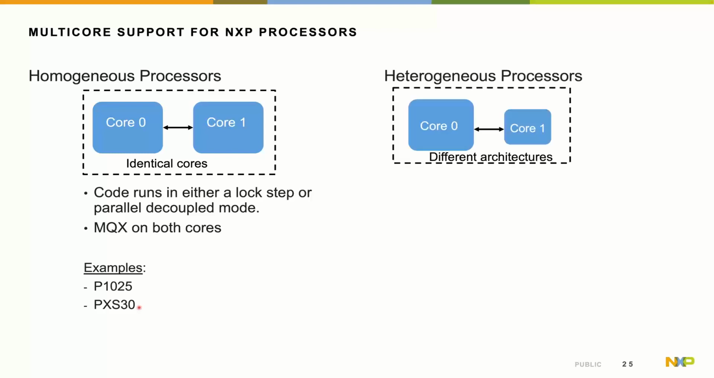The other main category and more common is heterogeneous, and as that name implies, the cores are different architectures. Typically, one will be much larger and has more computing power than the other smaller core.